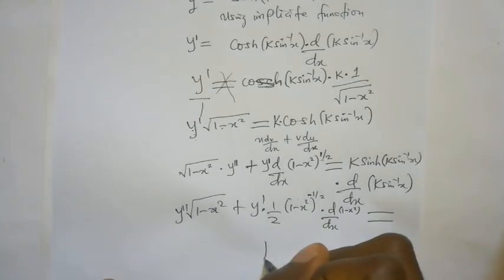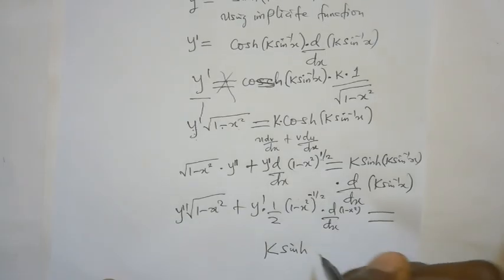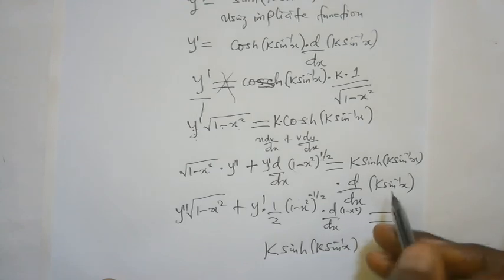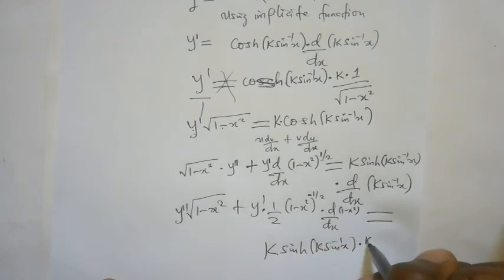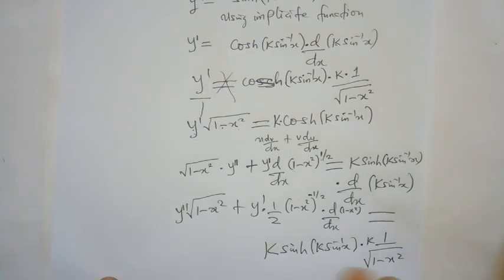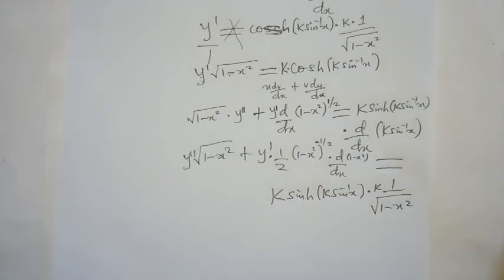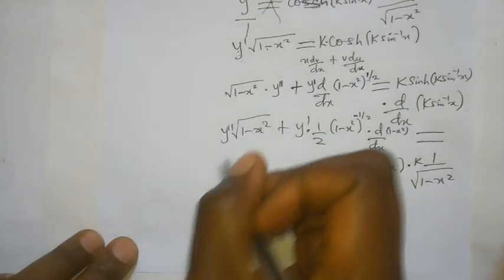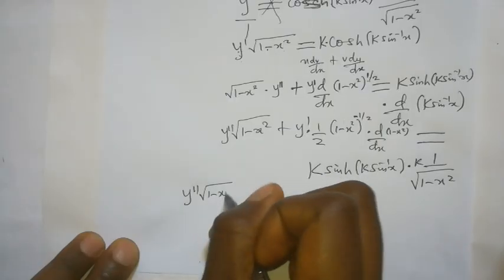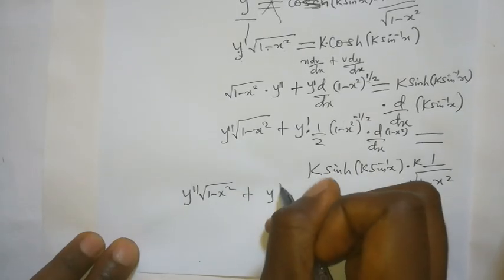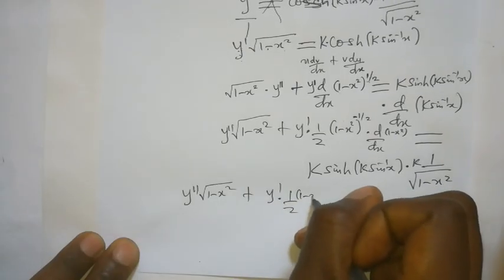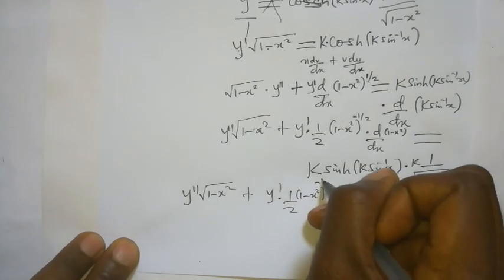Which is equal to what? k sine inverse of x. So the differential of this, k will still come out, is going to give us 1 all over square root of 1 minus x squared. You get it? So in that case, here is going to be y prime prime square root of 1 minus x squared plus what? My y prime dot 1 over 2 times (1 minus x squared) to the power of minus a half.